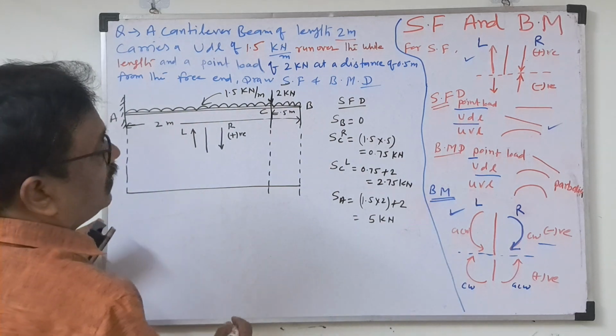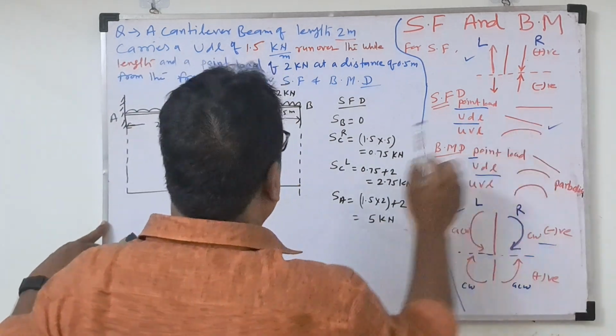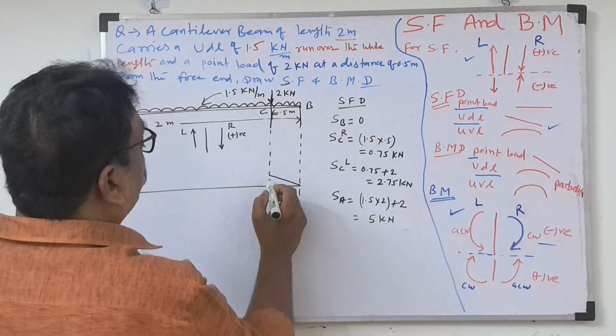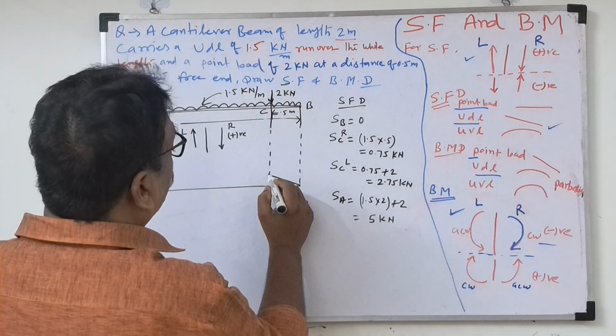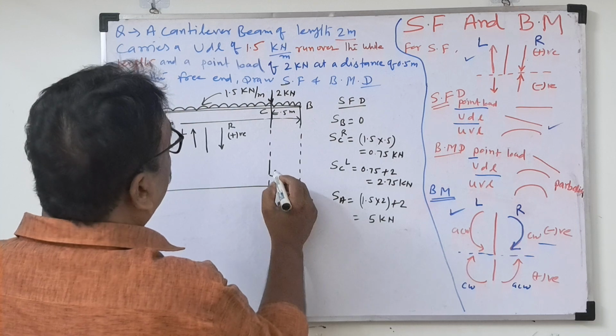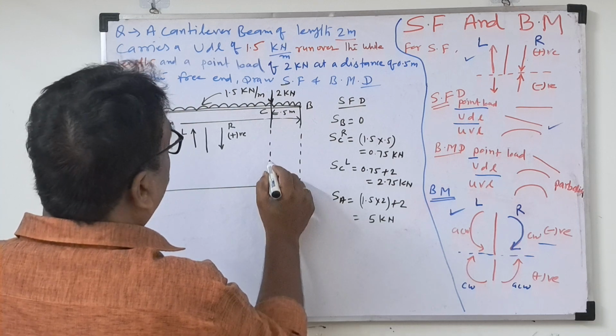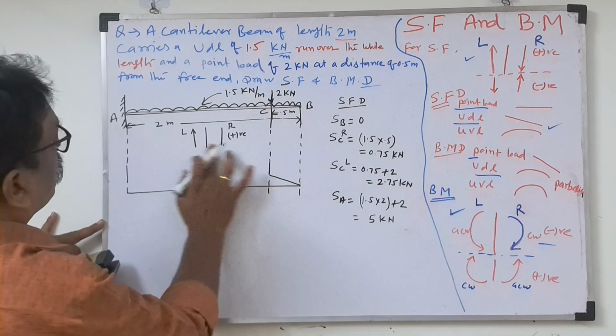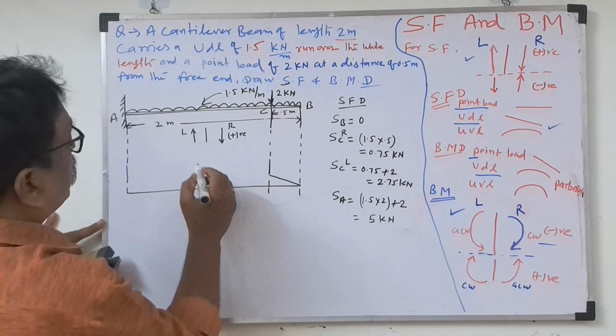Then the 0.75 value. But the UDL is there, and where there is a UDL the shear force will be an inclined line. Draw the inclined line. Now again the point load will be there, and with the point load there will be a sudden change. Again the UDL is there. So just make this shorter.